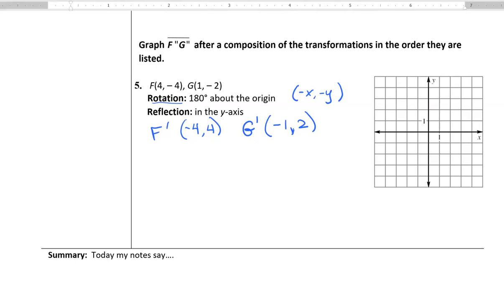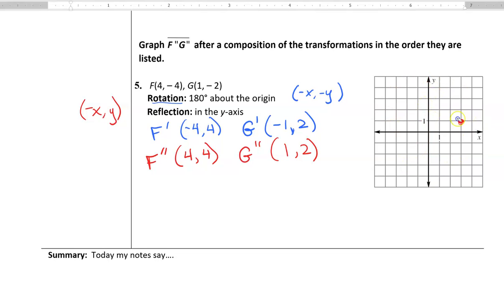Now the reflection, I might just think through what it would look like. So if I use my graph here, if I'm reflecting over the y, like let's say I'm reflecting this point, it's going to end up over here. So the y coordinate's going to stay as the same number, but the x coordinate will change sign. So I could say -x, y. The x-coordinate will switch sign, the y stays the same. So if I followed that rule, F double prime would be positive 4, positive 4. G double prime would be positive 1, positive 2.